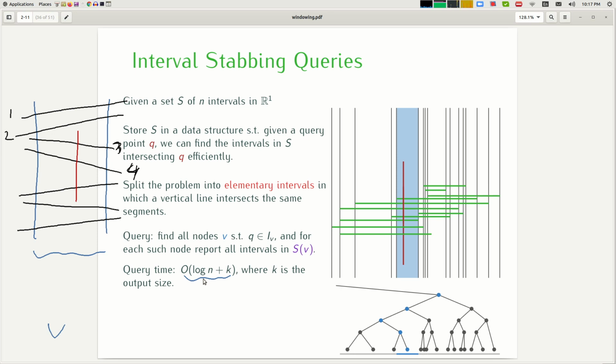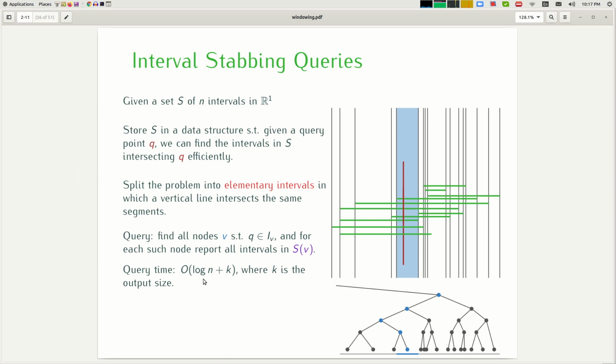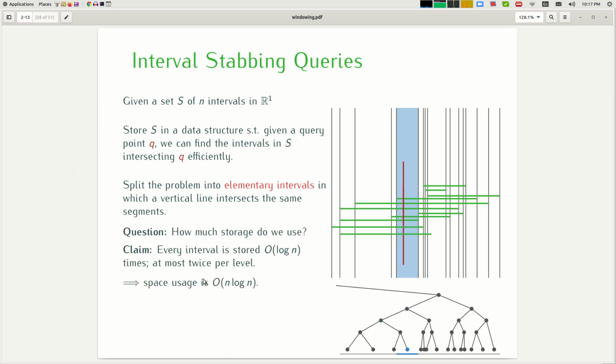So it only remains to analyze the space of this data structure. The space turns out to be not too difficult because of the properties of this segment tree. The claim is that every interval is stored at most twice per level. Let's prove this main claim. It is obvious that if I prove this claim, then the space is n log n, because if every interval is stored at most twice per level, and there are log n levels in a segment tree, then the space is n log n.